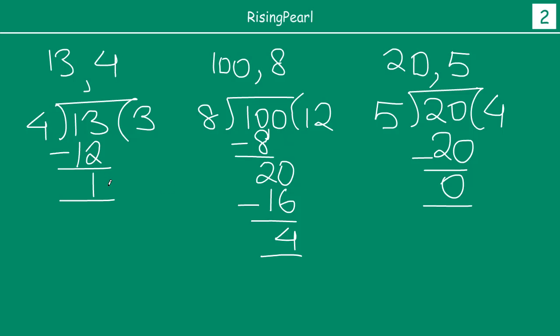The other unique thing about remainder is that the remainder is always less than the divisor, right? So in this case it is 1, which is less than 4. Here it is 4, which is less than 8. Here it is 0. Now what if in this case, for example, the remainder were 8? If we had really 8 here, then I could have done 8 ones are 8, and then my new remainder would have been 0, right?